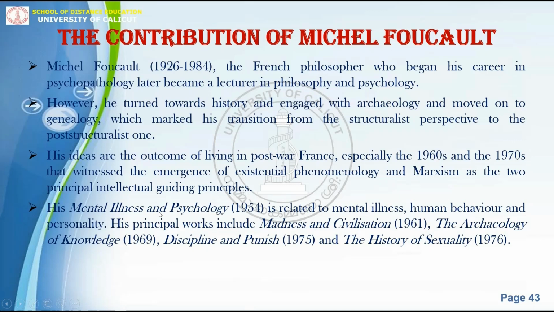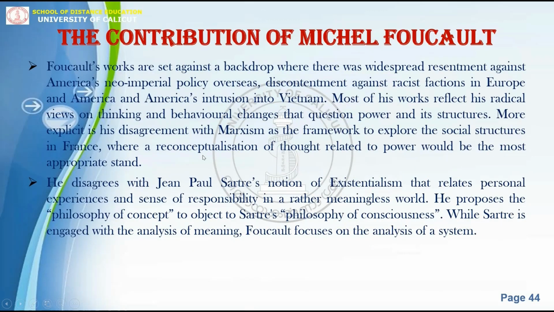His important works like Mental Illness and Psychology relate to mental illness, human behavior, and personality. His important works also include Madness and Civilization, published in 1961, Archaeology of Knowledge in 1969, Discipline and Punish in 1975, and The History of Sexuality in 1976. Foucault's works are set against a backdrop of widespread resentment against America's neo-imperial policy overseas, discontentment against racist factions in Europe, and America's intrusion into Vietnam. Most of his works reflect his radical view on thinking and behavioral changes that question power and structures.